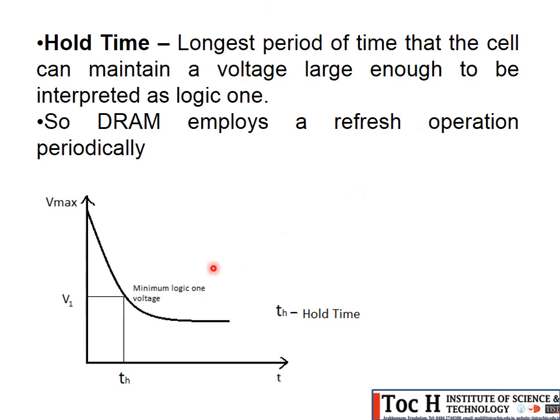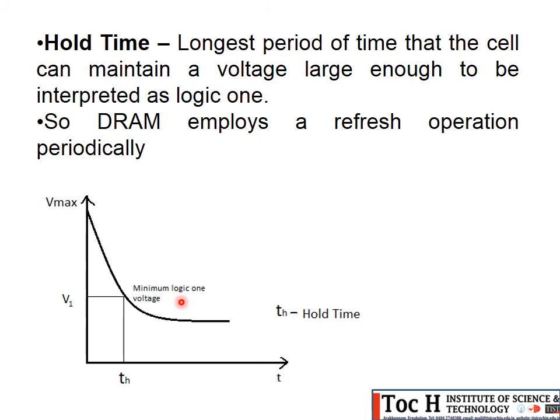Next comes another small topic, that is hold time. So what is meant by hold time? Hold time is the longest period of time that the cell can maintain a voltage large enough to be interpreted as logic 1. I have said dynamic RAM has a disadvantage that it has capacitive leakage. So the capacitor charge will eventually degrade.